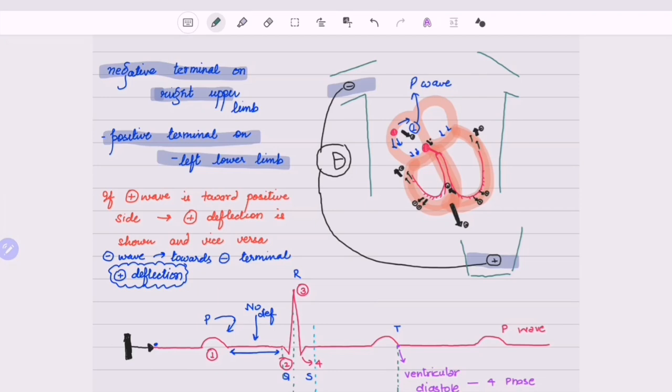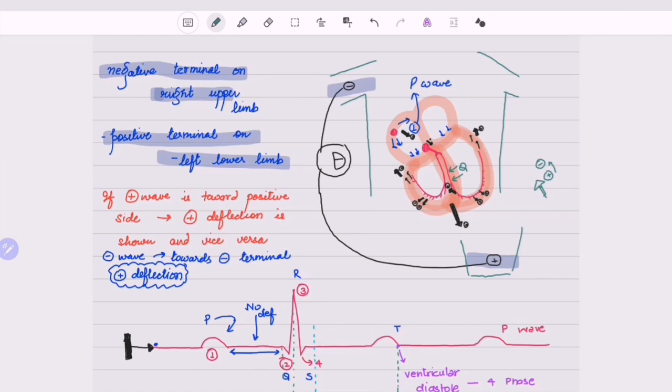Now further on, the wave reaches the interventricular septum, which gets depolarized, and a positive wave is present towards the right and upward direction, which is towards the negative side. A positive wave towards the negative side shows a negative deflection, a downward deflection, which is represented by the Q wave.